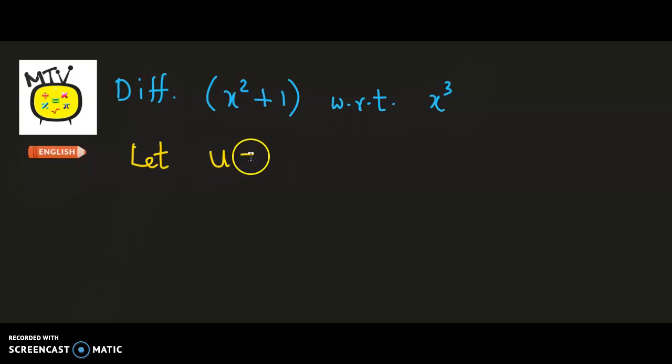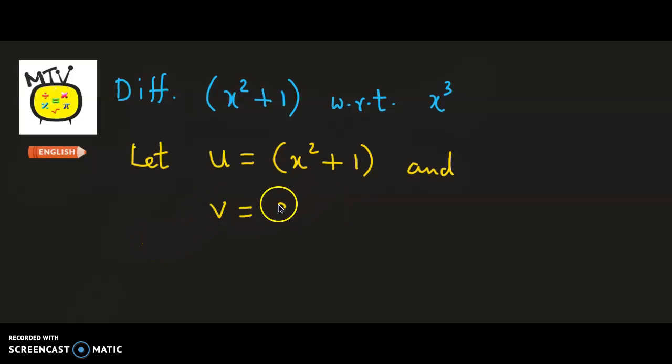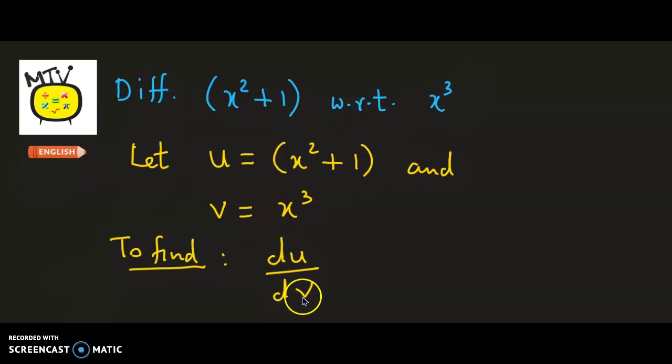Let u represent x squared plus 1 and let v represent x cube. So therefore we have to obtain du by dv, right? That is, the derivative of u with respect to v.